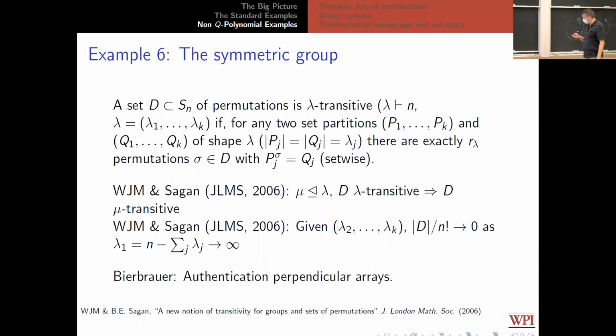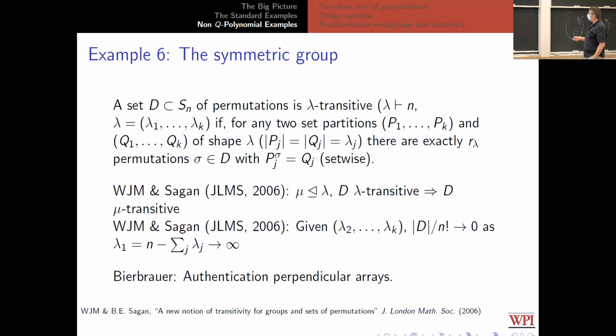In the Journal of the London Math Society, Bruce Sagan and I proved that if in dominance order mu is below lambda, then as soon as D is lambda transitive, it's also mu transitive. And we also proved, now this is a challenge for you, that you can make the size of the design arbitrarily small relative to n factorial. But I think we use a result of Bierbrauer on that, because inside this, some special cases are perpendicular arrays, authentication perpendicular arrays.